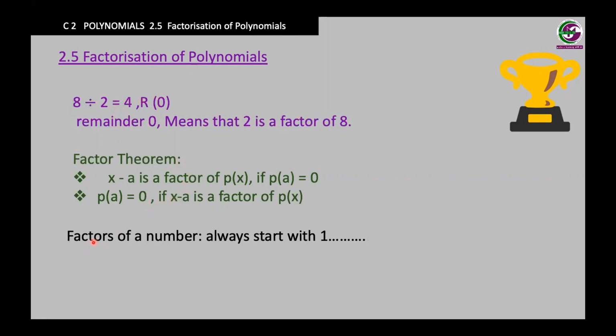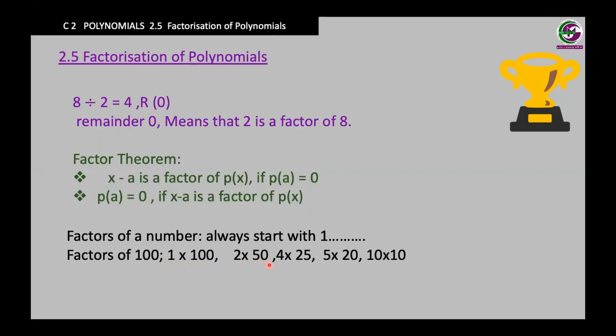Whenever you hear the word factors, remember that the factors of any number start from the number 1. Let's see an example. Factors of 100, starting from 1. If you write them in pairs, it will be so easy for you. Start from 1. So 1 times 100 gives you 100. After 1, we have the number 2. 2 times 50 will give you 100.